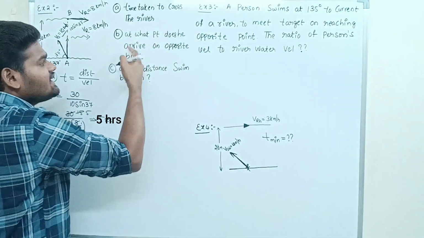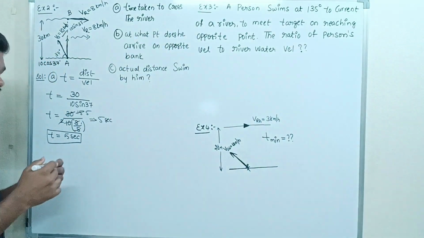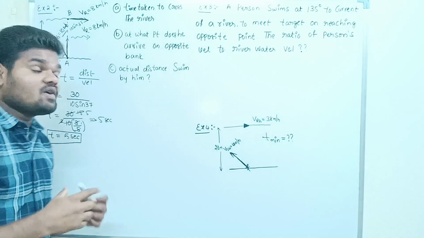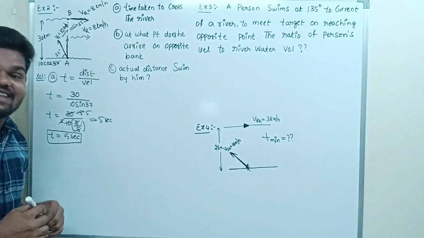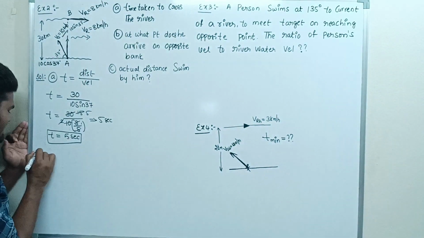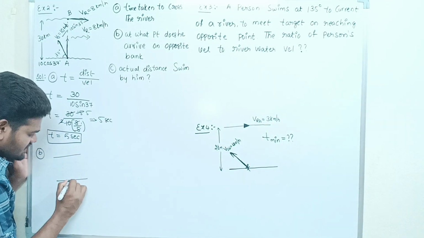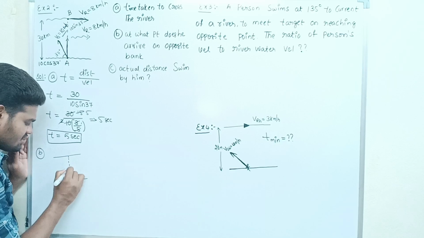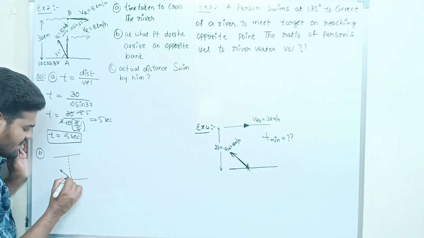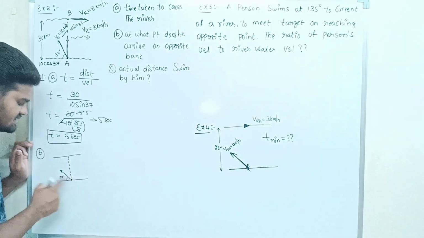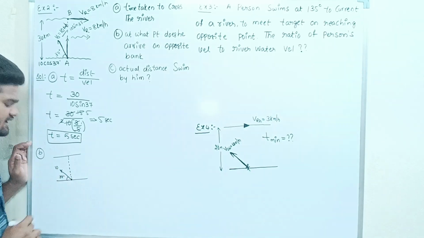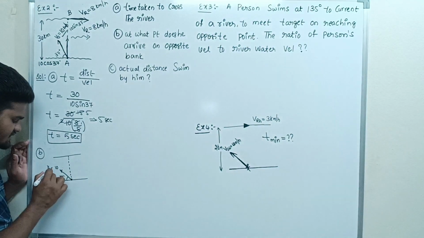Next, at what point does he arrive on the opposite bank? They are asking. So part B. Have a look. Here is a person. He started moving by making an angle 37 degrees with the horizontal line, with a velocity 10 kilometer per hour. This is the velocity of the swimmer.